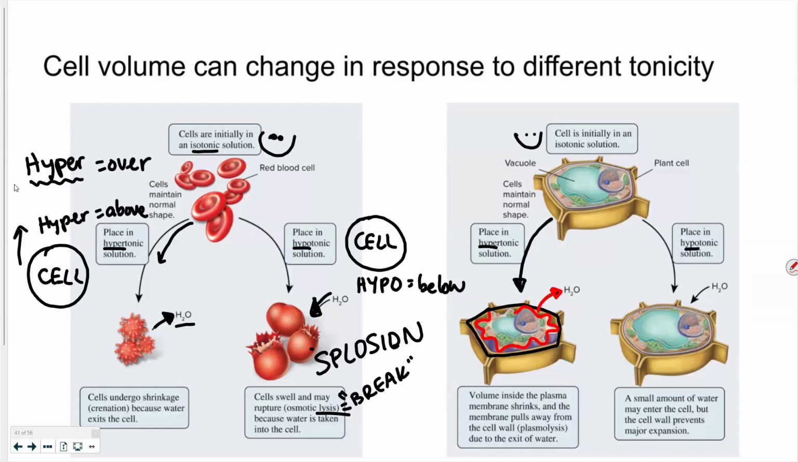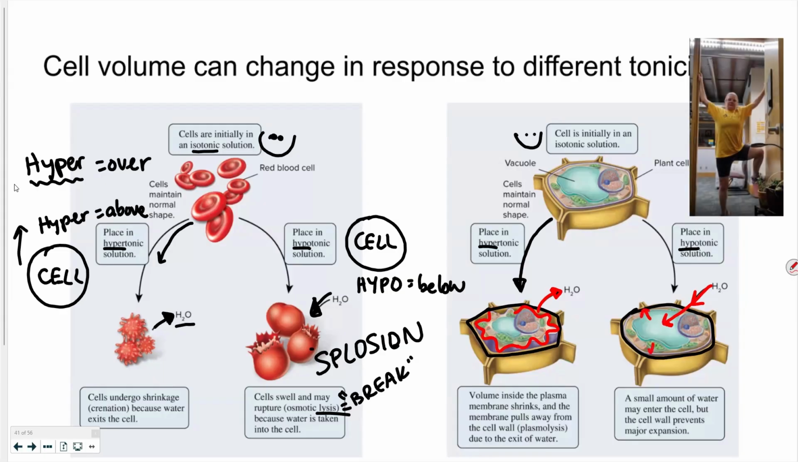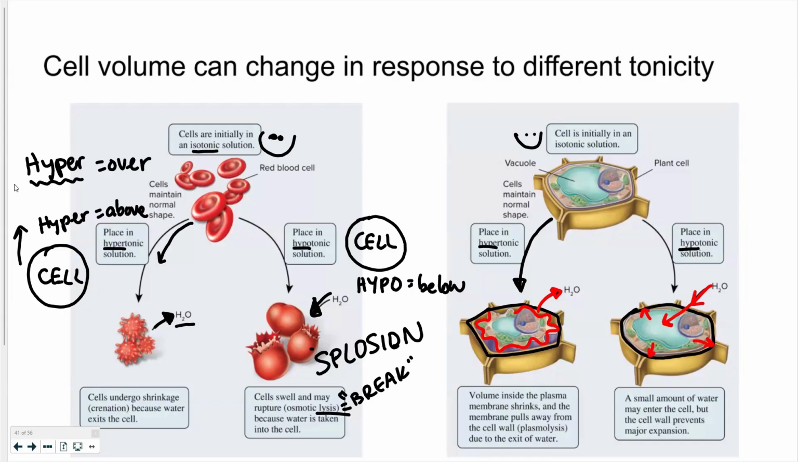In a hypotonic, place that same plant cell in a hypotonic solution. Water is going to be entering the cell, increasing the cell volume. But again, because we have this rigid cell wall, all that extra water is going to be stored in this special organelle that I'll tell you about later when you're older. And it's going to push against the plasma membrane, push against that rigid cell wall, and actually keep it nice and rigid. So that cell wall is going to prevent explosions in our plant cells.